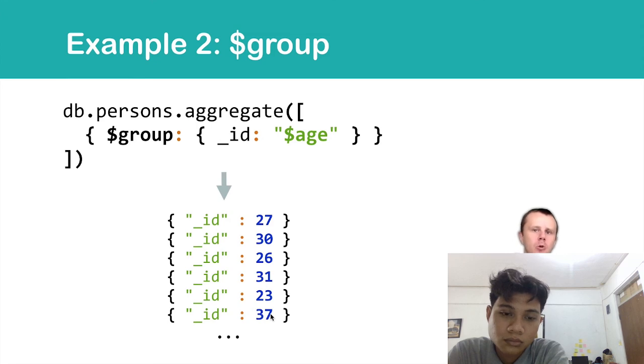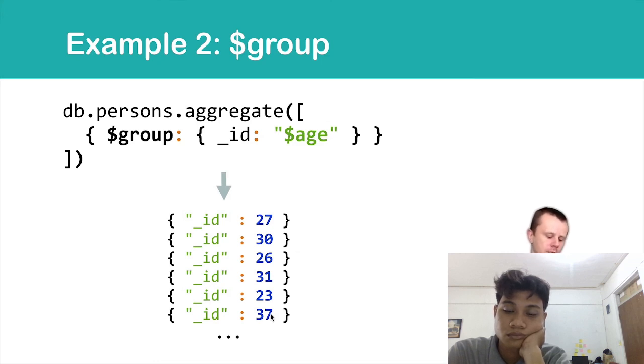To summarize, you simply get all different persons' ages: 27, 30, and so on. Please note that results are not sorted. We will talk about sort later on. Okay, let's move to the shell and play with this group operator.